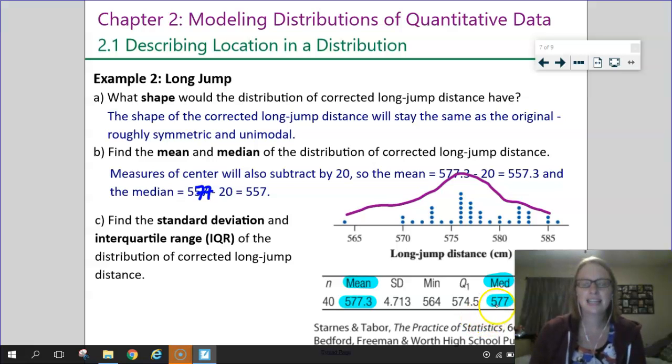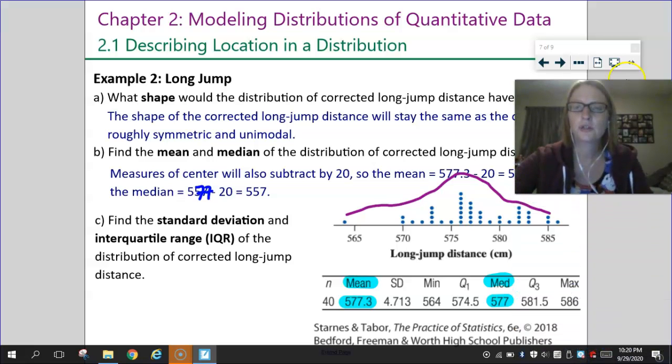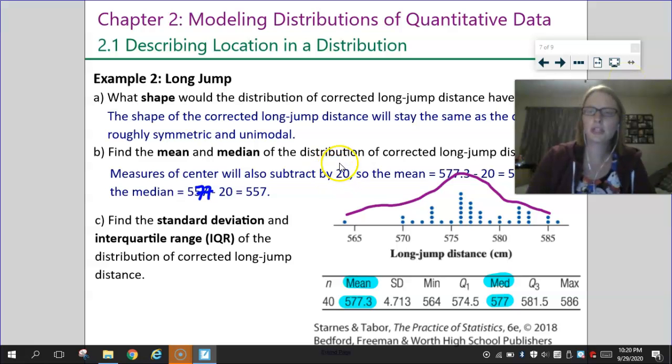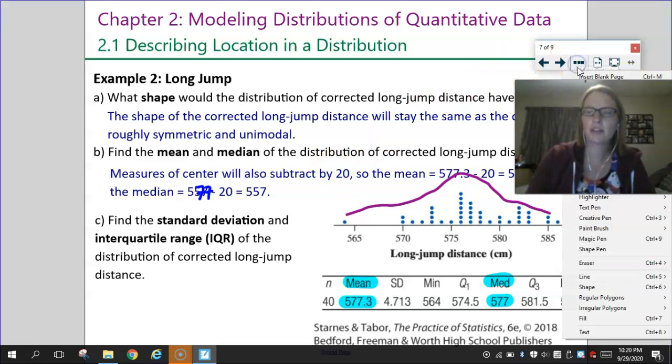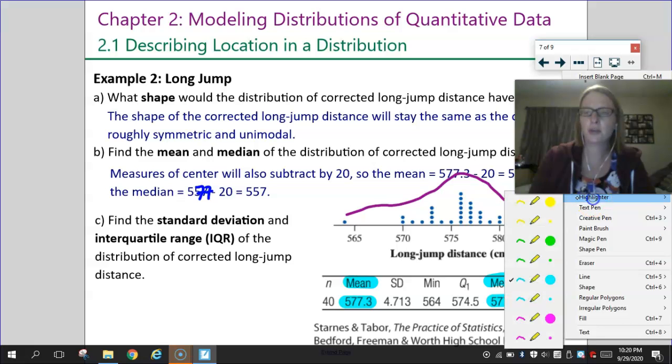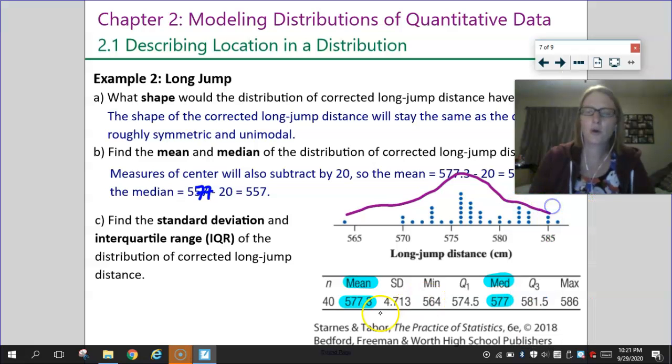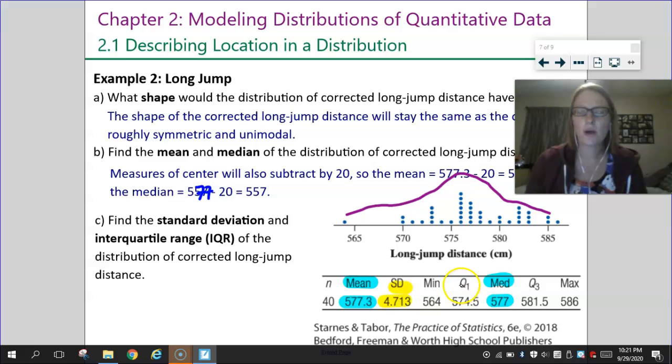Now we're going to do the exact same thing for the standard deviation and for the IQR. I'm going to move this so that you can see both of the quartiles. So let's take a look. This original standard deviation was 4.73. So on average, we could say that his jumps were 4.7 centimeters from the mean. We didn't have a calculated IQR, but we could have calculated it simply by subtracting Q3 minus Q1.